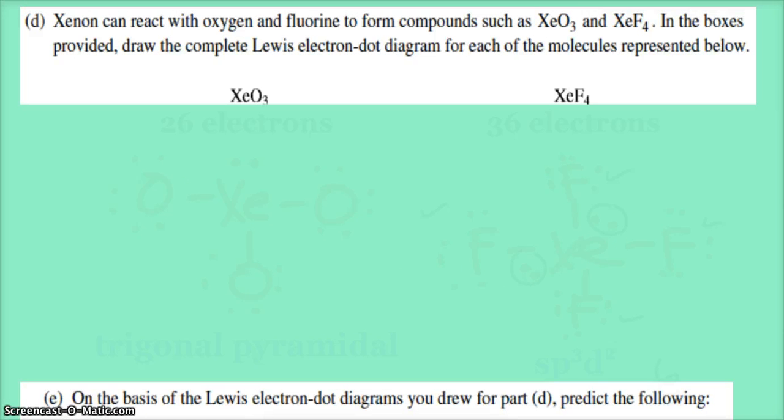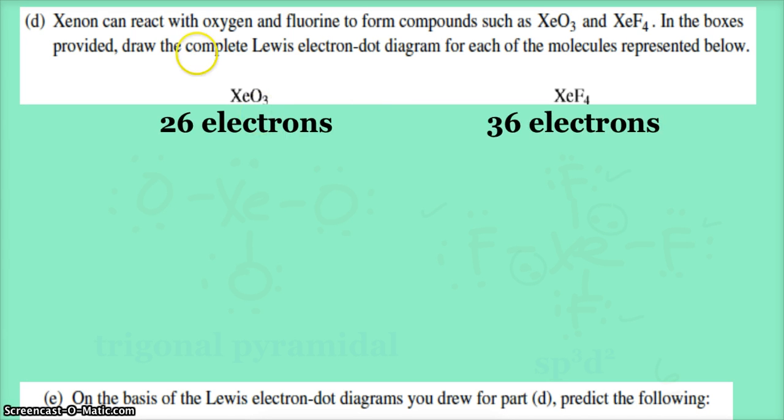Alright, some drawings now. Xenon can react with oxygen and fluorine to form these two compounds, XeO3 and XeF4. Draw the complete Lewis electron diagram. So first, make sure you know how many electrons. XeO3 is 26 valence electrons. XeF4 is 36.